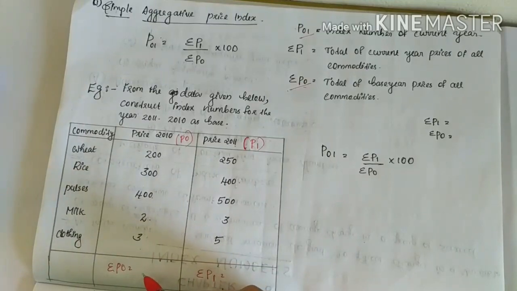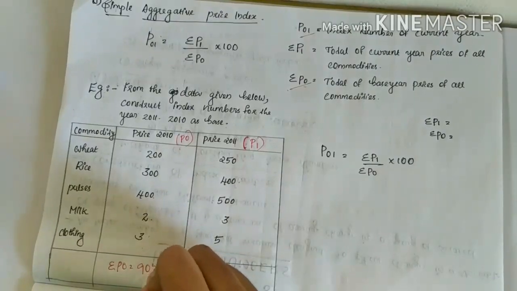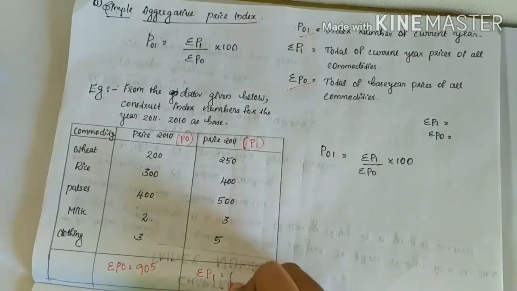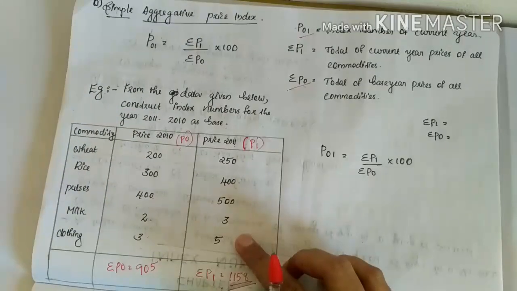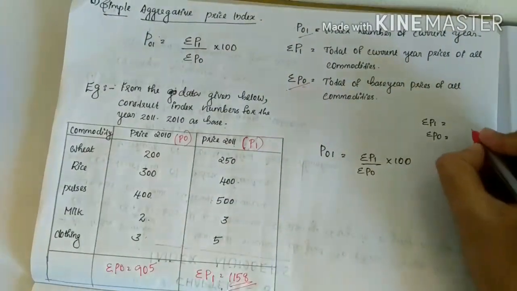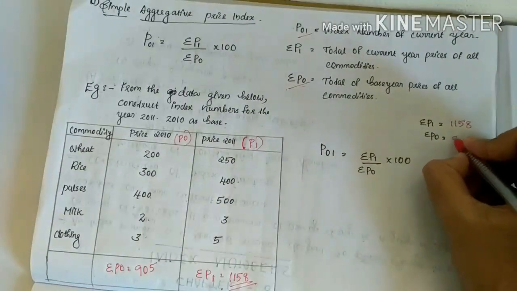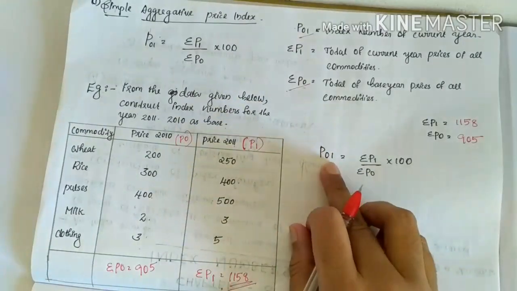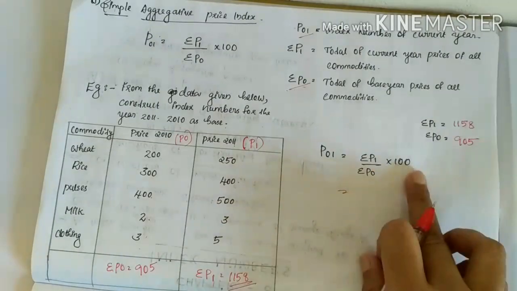The total, sigma P0, is equal to 905, and sigma P1, that is the total of the P1 column, is 1158. That is the value of sigma P1. Then after finding the values of P1 and P0, apply the equation. Sigma P1 is equal to 1158 and sigma P0 is equal to 905. Then apply the equation, that is P01, meaning price index is equal to sigma P1 divided by sigma P0 into 100.